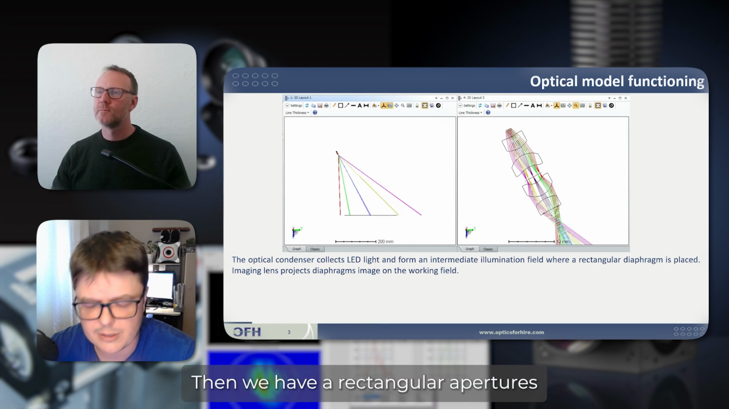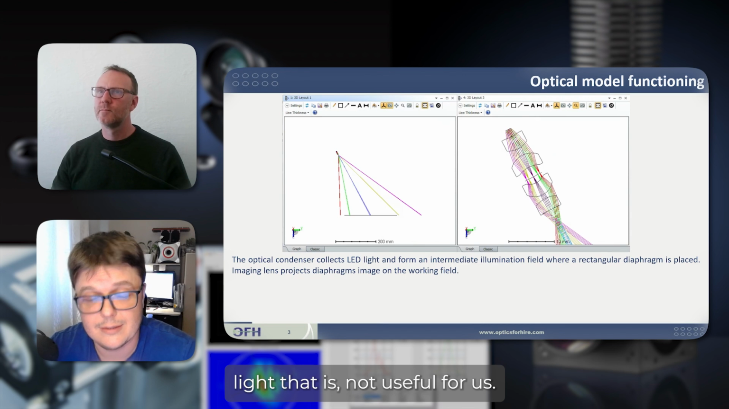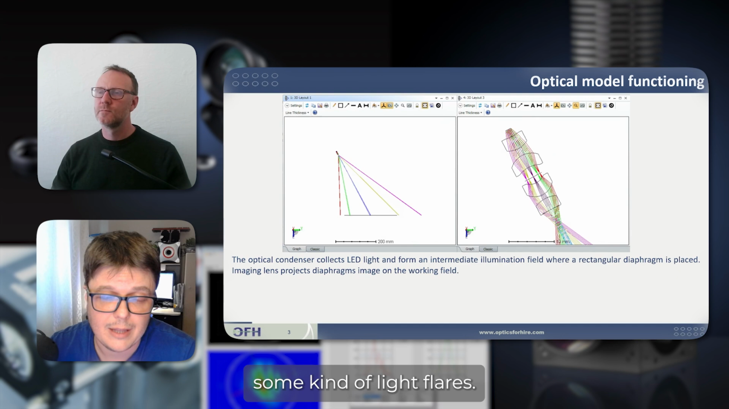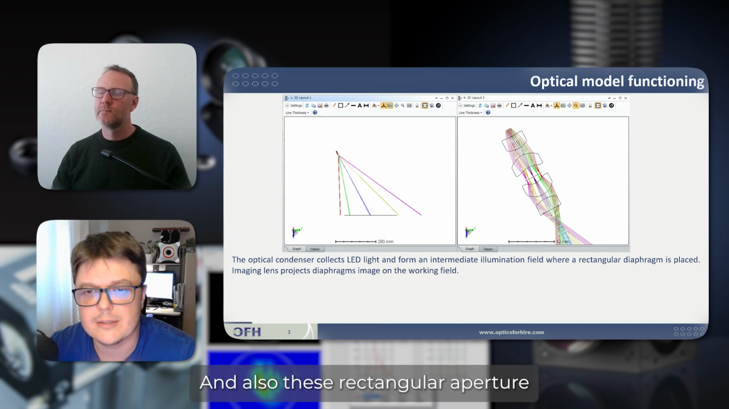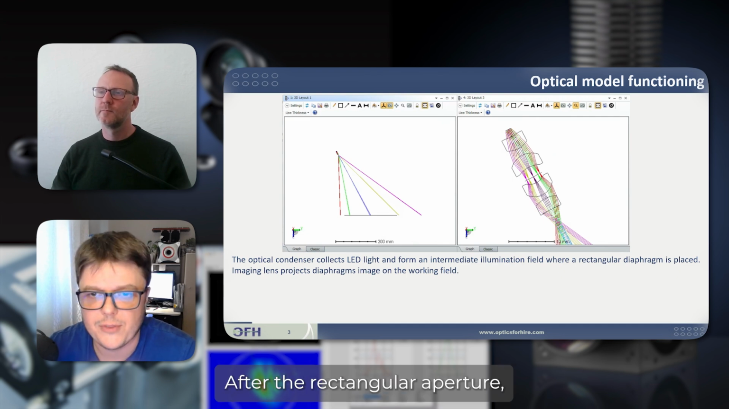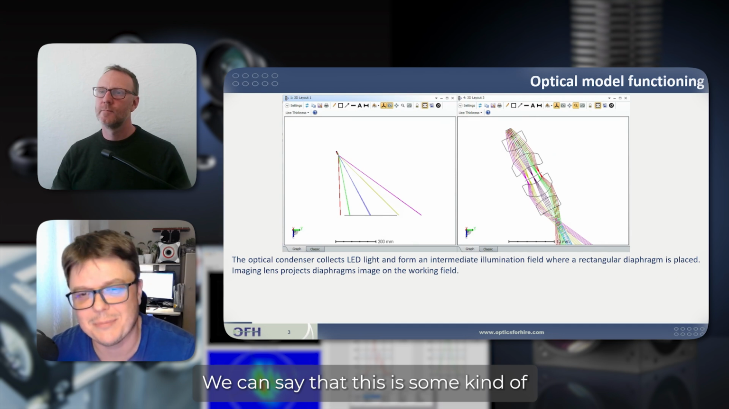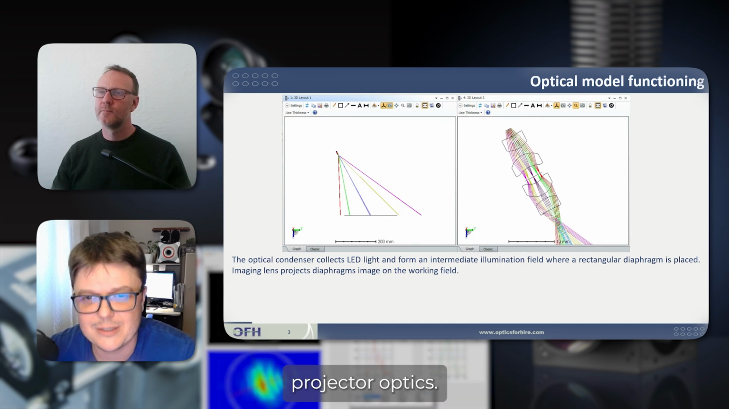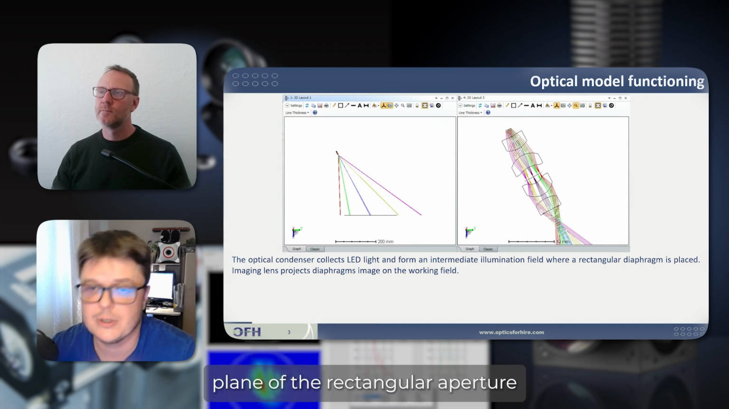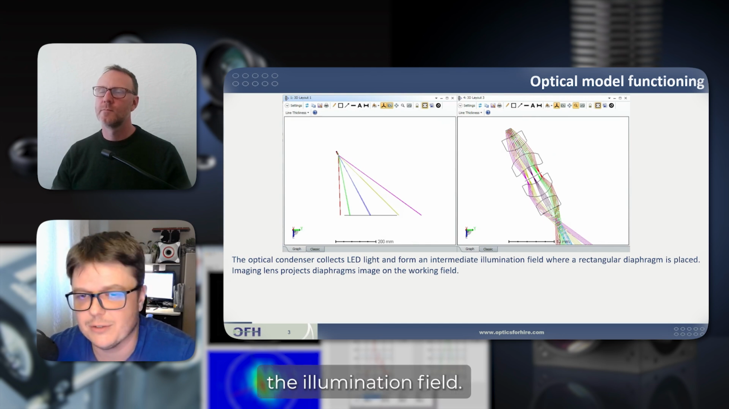Then we have a rectangular aperture that stops or absorbs light that is not useful for us, that can form some kind of light flares. And also this rectangular aperture is the base for the illumination field form. After the rectangular aperture we have 2 lenses. We can say that this is some kind of projector optics, and these 2 lenses project the plane of the rectangular aperture into the plane where we need the illumination field.